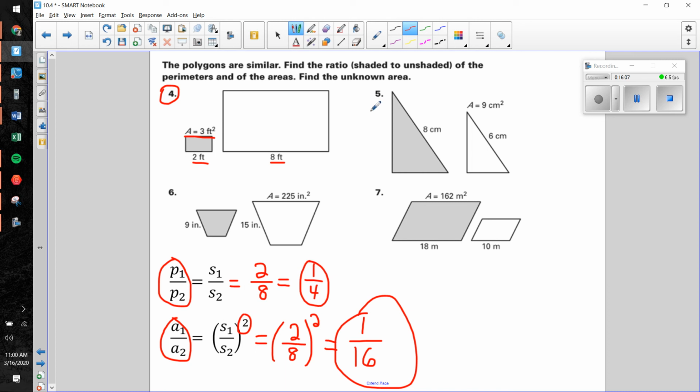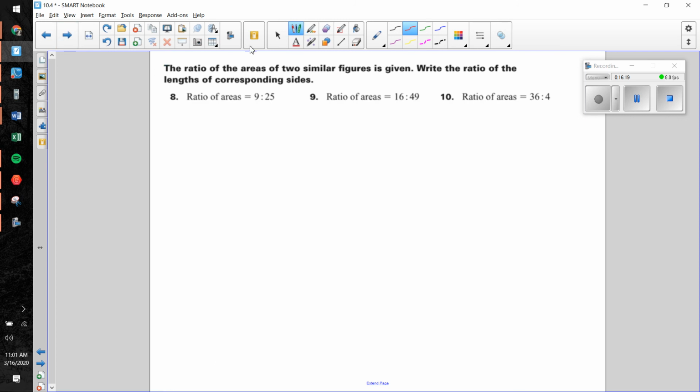Okay, and that's really the way you're going to do 5 and 6 and 7 as you're running through those. Like we've been talking about all chapter, the best thing you guys can do is write down a formula and then fill in what you know after that. All right, let's move on to number 8 here. Directions here tell us that the ratio of the areas of two similar figures is given, and we want the ratio of the lengths of the corresponding sides.